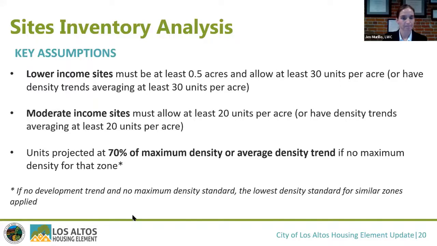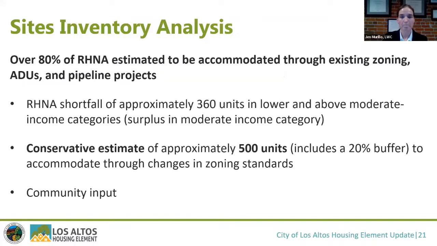Next slide. Through our preliminary analysis here, we've estimated that over 80% of the RHNA could be accommodated through existing zoning, accessory dwelling units, ADUs, and the pipeline projects. So the shortfall we're finding is in lower income and market rate categories, of around 360 units.